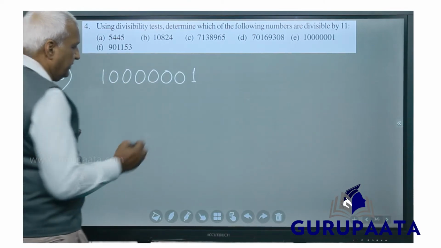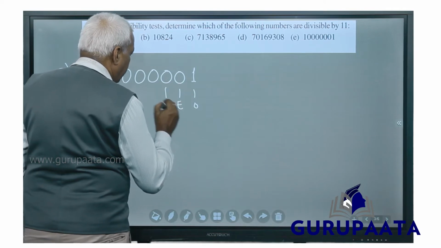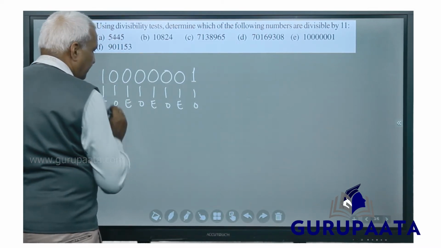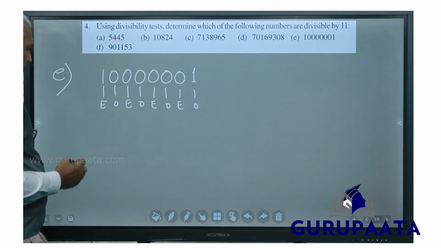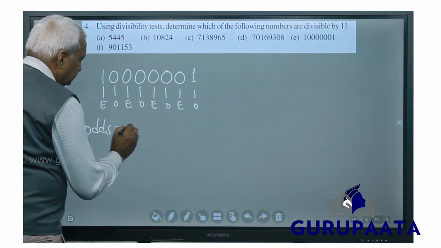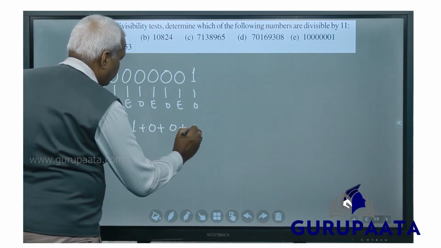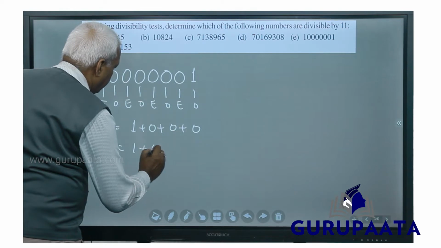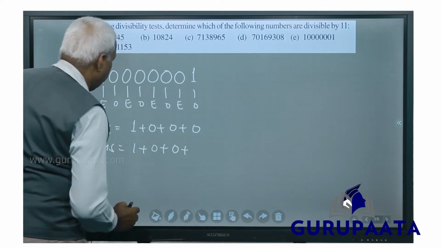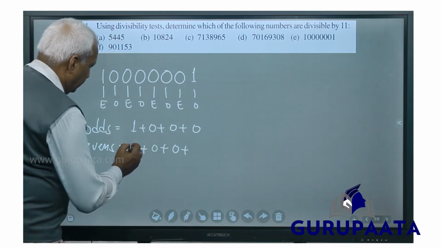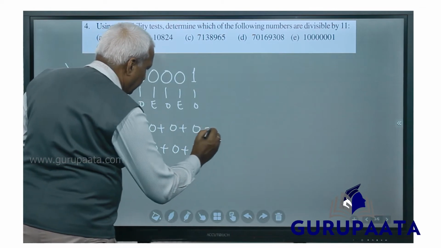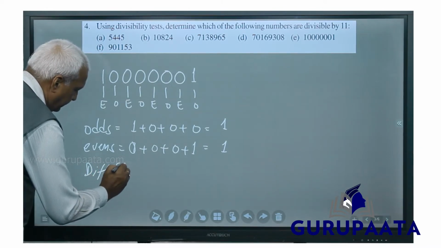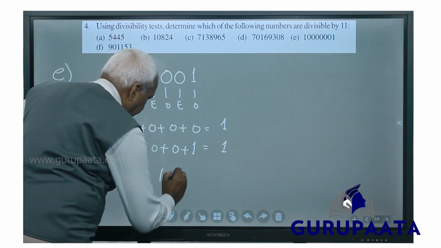Right. So we will give it odd, even. Okay, so odds: 1 plus 0 plus 0 plus 0. Evens: 0 plus 0 plus 1 is equal to 1. Difference: 1 minus 1 is equal to 0.